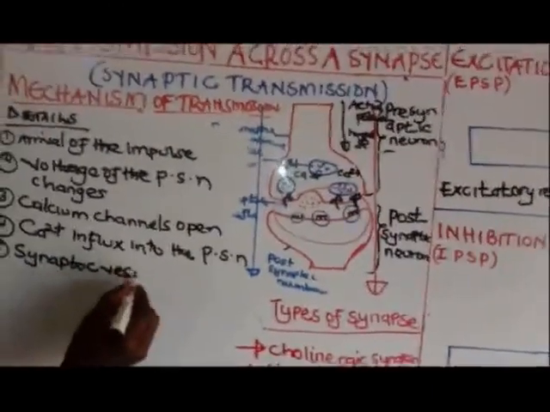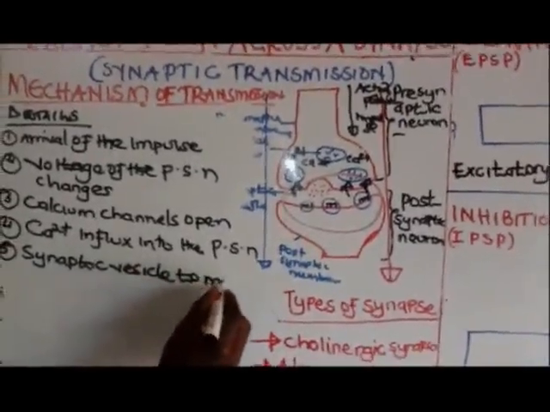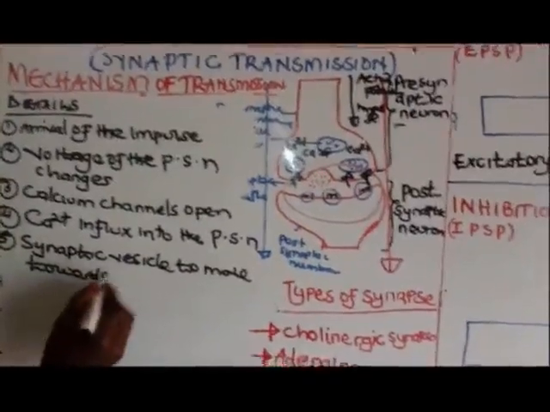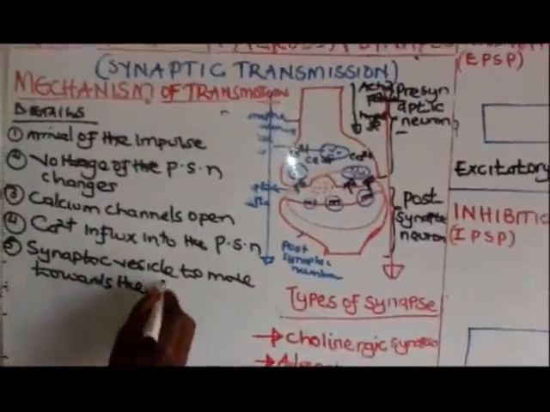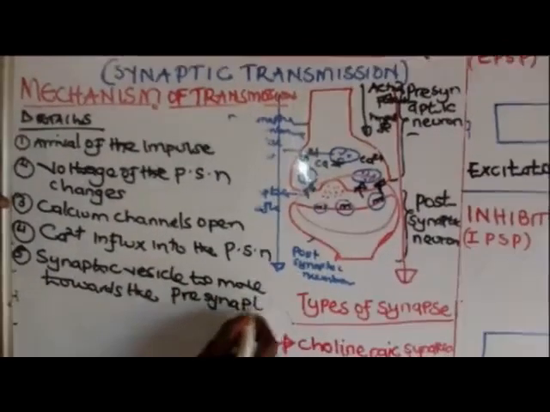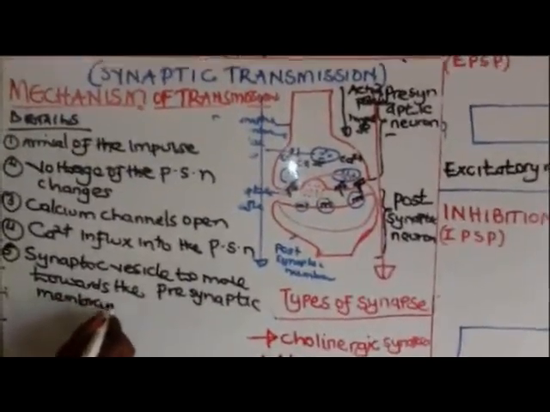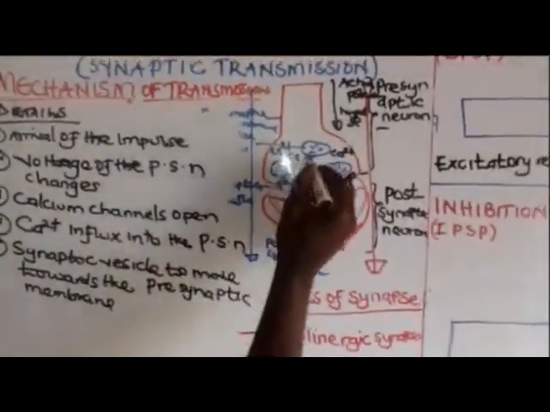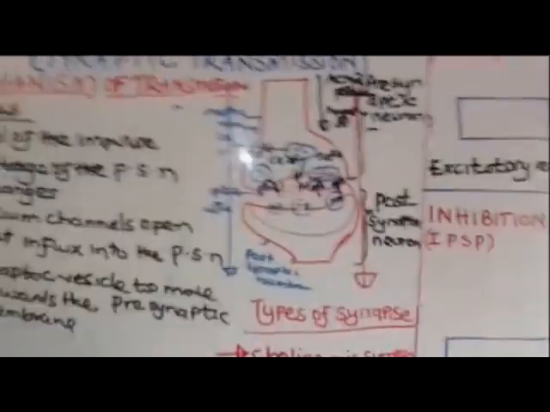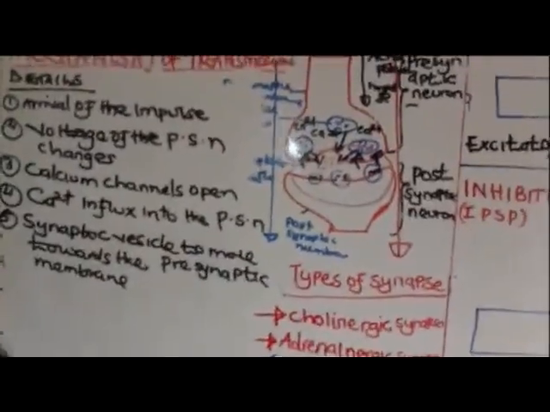vesicles. Remember, these ones are carrying neurotransmitter substance, to move towards the presynaptic membrane. What is the presynaptic membrane? We are going to see these ones moving downwards. These ones, remember, they are the synaptic vesicles. Once they move here, what are they going to do?